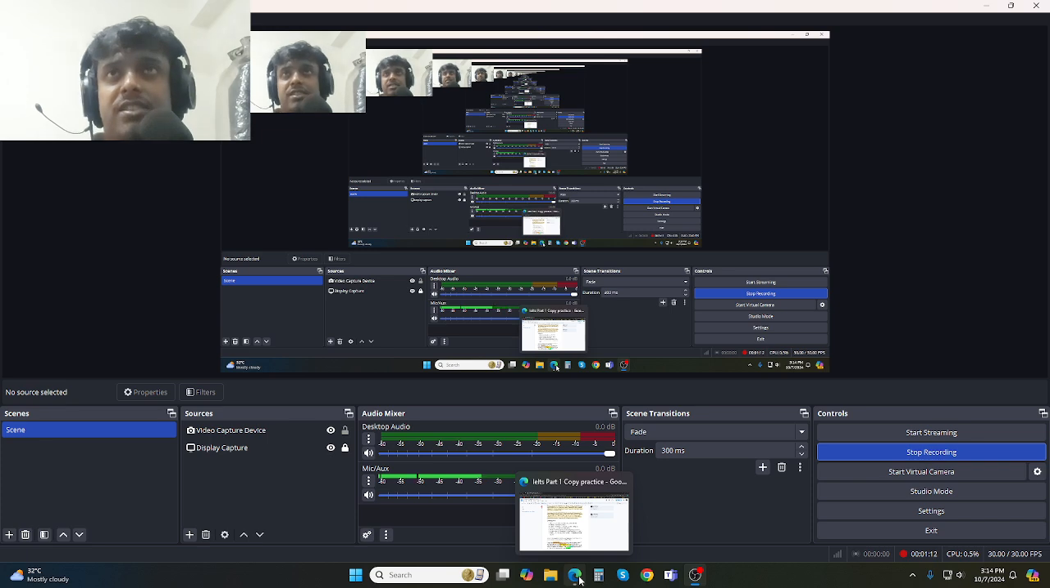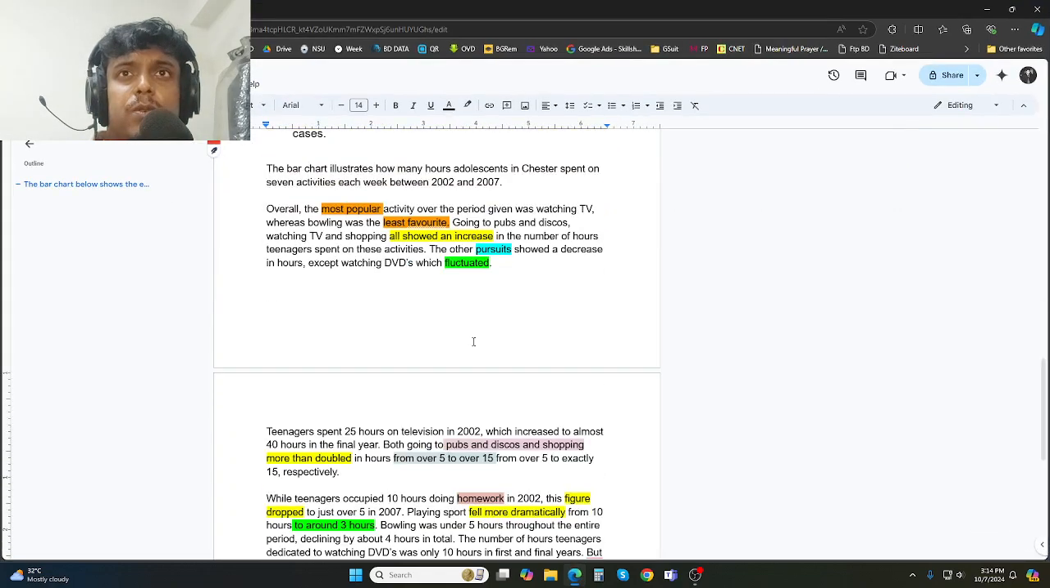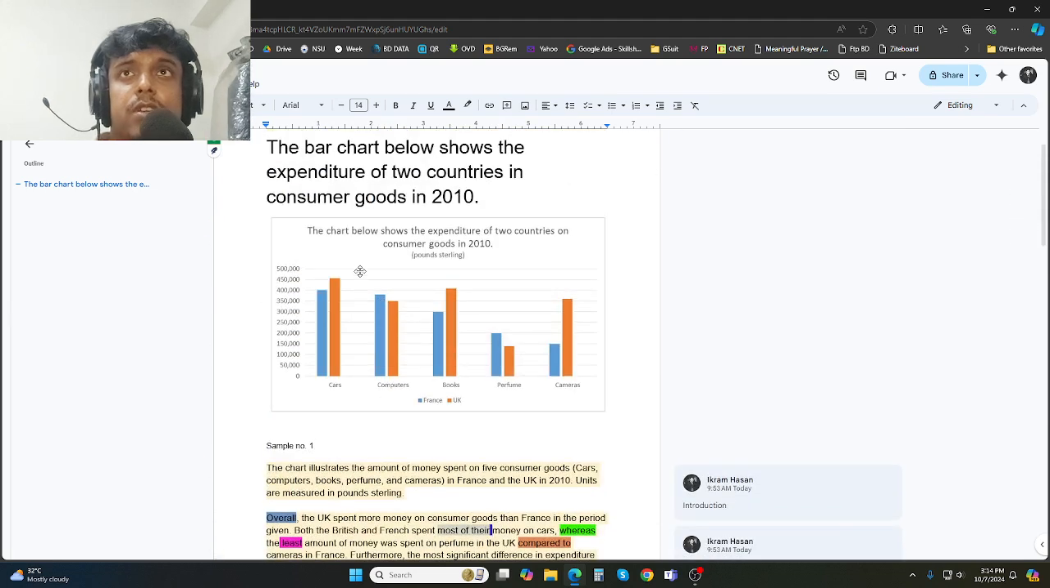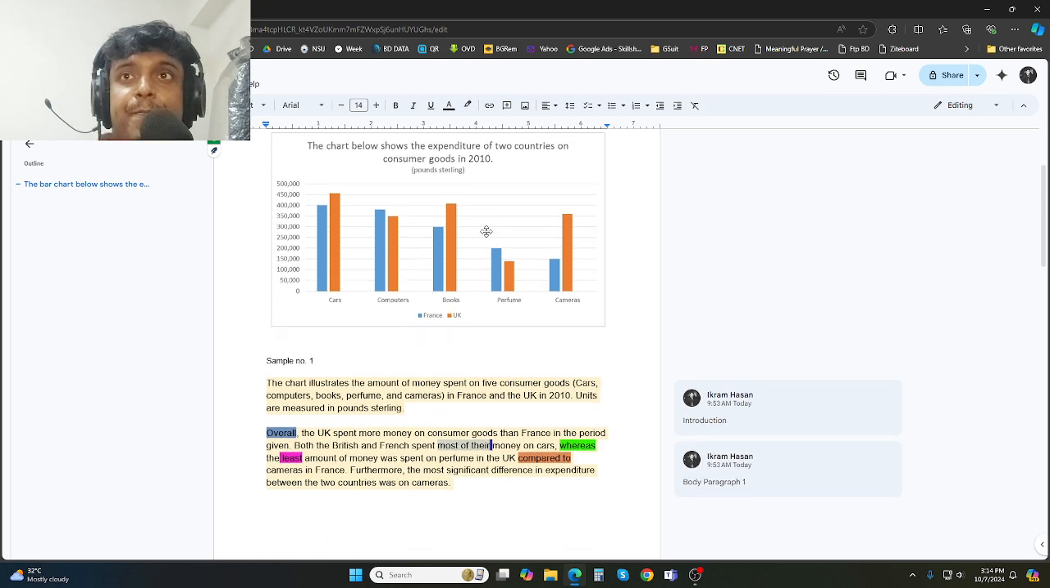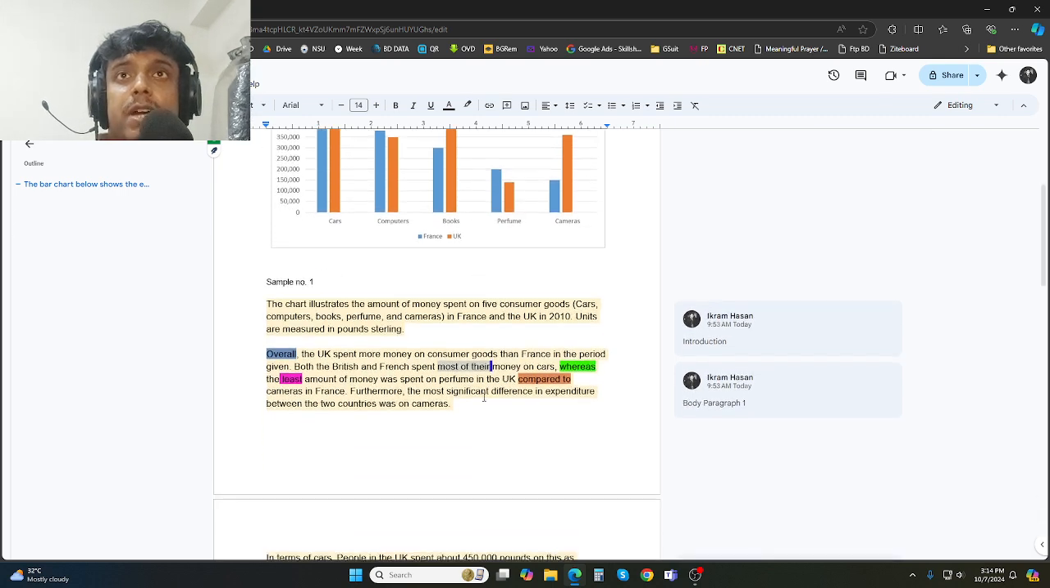So I have collected two writing from band 9 paragraphs. Both of them are from task 1, and both of them are bar charts. So let me share the chart with you guys. I do not have the chart for the second one, but I have the chart for the first one. The first one is a chart that shows the expenditure of two countries in consumer goods in 2010. So over here we have the paragraph.